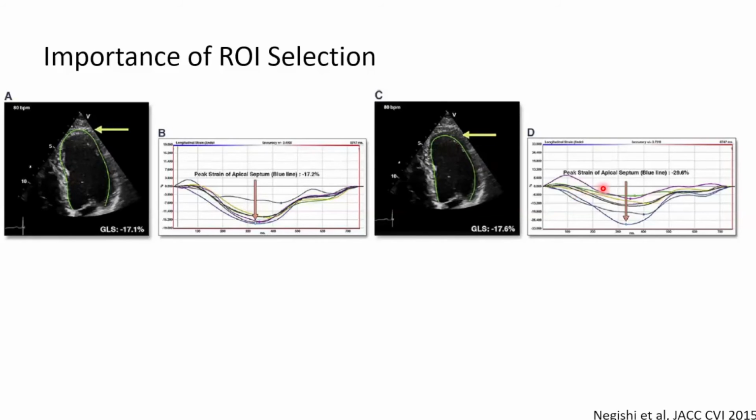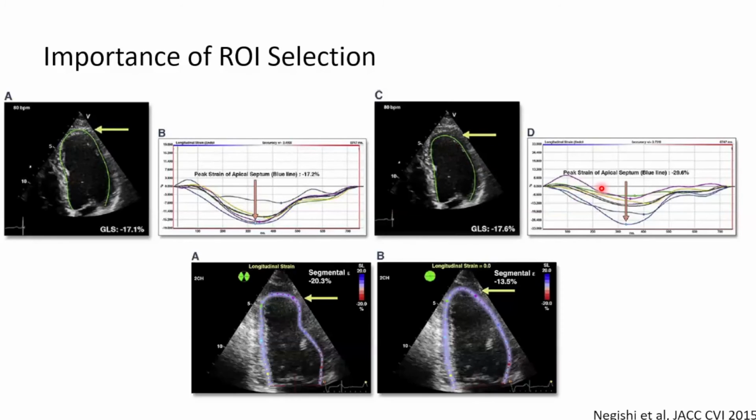So there's actually a substantial difference, even with a single segment that's poorly tracked or inaccurately tracked, that can substantially affect your GLS values. The other thing to note is you want to exclude the papillary muscle. So in this example here, the tracking has included what's over here, which is actually a papillary muscle. And then it's actually overestimated the strain in the apical segments. And if you correct that, to not include the papillary muscle, the strain value is lower.